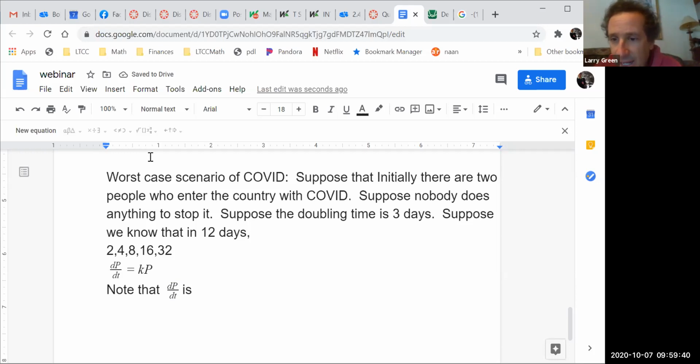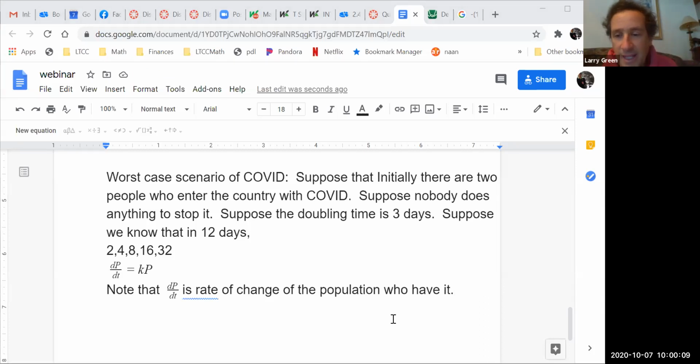People who get it, and rhyme with time. Not quite. So what is it? The rate. Remember, the derivative is the rate of change of the population who have it. So dP over dt is how fast the number of people who have it is increasing. So it's the rate of change of the population who have it.